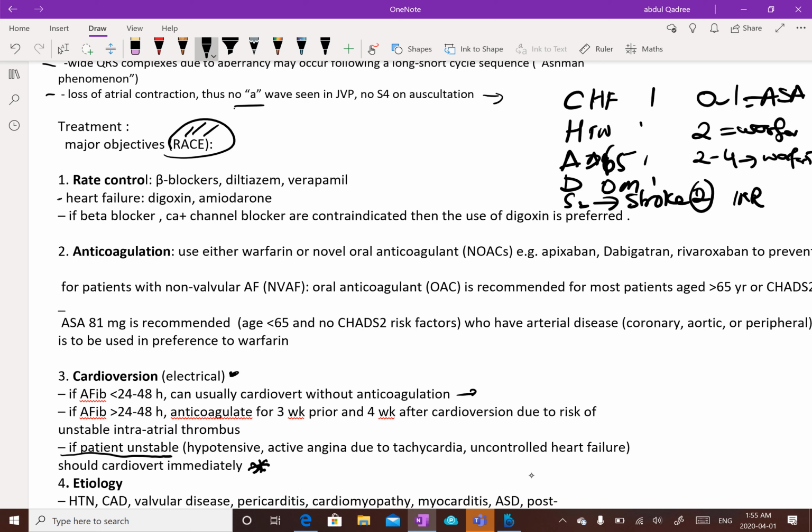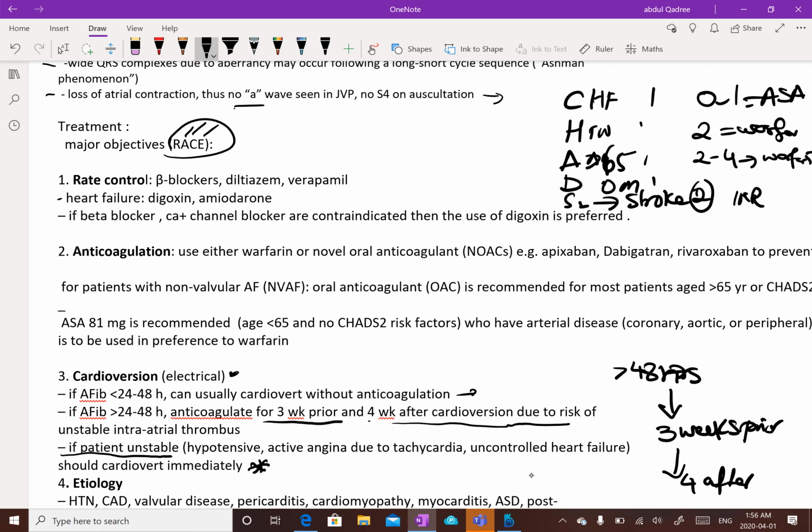But if someone has it for greater than 48 hours, you have to treat them for 3 weeks prior and 4 weeks after. So if someone has, as we said, greater than 24 or 48 hours, anticoagulate them for 3 weeks before you cardiovert them and 4 weeks after cardioversion, due to the risk of intra-atrial thrombus formation, right?